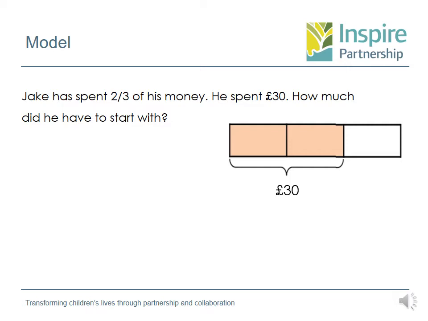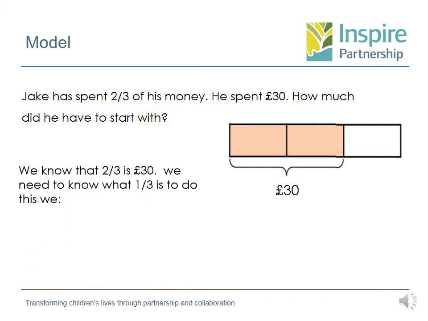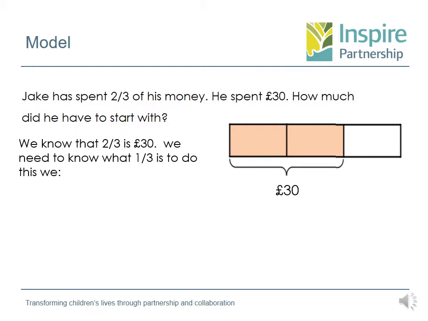As you can see, it's been split into 3 equal sections because it's in thirds. The 2 shaded parts, which are shaded in pink, are equal to £30 because that's how much he spent. He spent 2/3 of his money. So let's look how we would answer this. We know that 2/3 is £30. We need to know what 1/3 is.